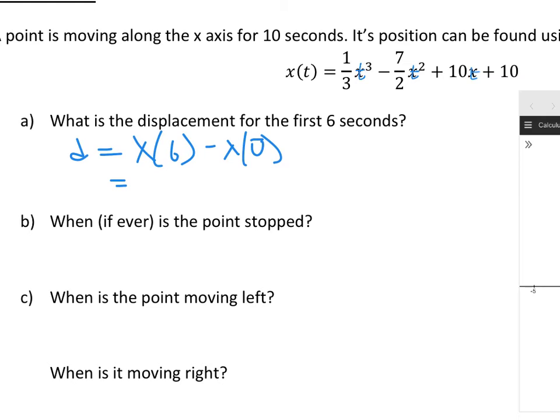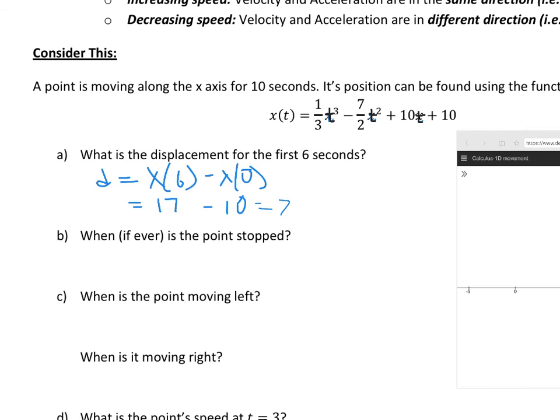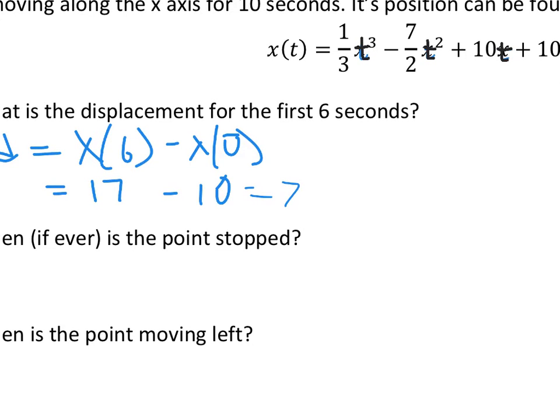Where is it at these different times? Well, at x of 0, that one's easy to find. Plug in 0, 0, 0. All this wipes out, and we're left with 10. And x of 6, I went ahead and figured that out. Plug that in, it comes out to be 17. Just use a calculator: 1/3 times 6 cubed, 7/2 times 6 squared, and so on. So the displacement is 7. Now, we have time, but we don't have a length. It's not necessarily in feet or inches, so we'll just say 7 units of length there.